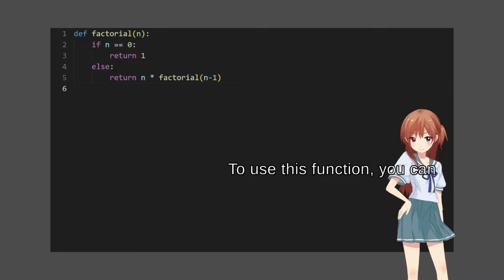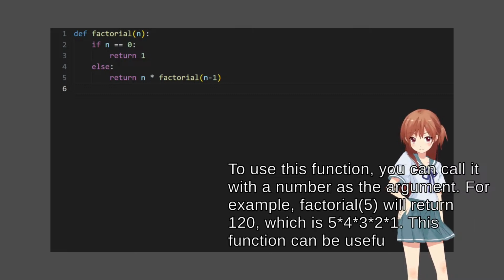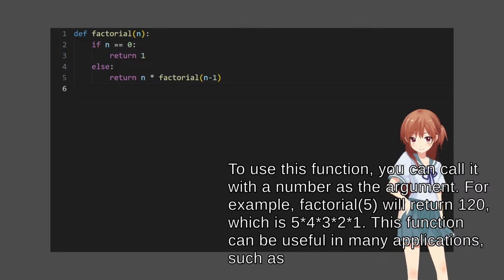To use this function, you can call it with a number as the argument. For example, factorial 5 will return 120, which is 5 * 4 * 3 * 2 * 1.